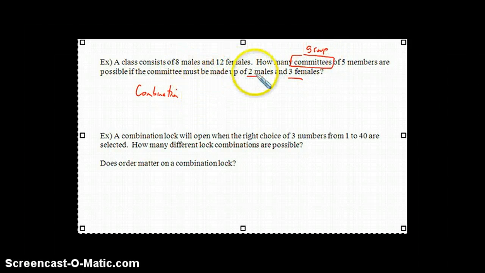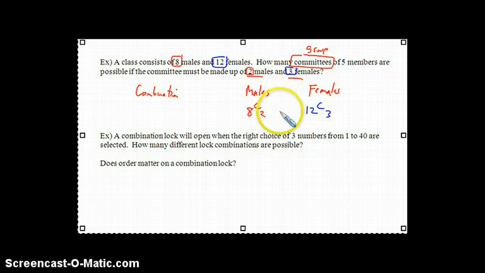Now, as you deal with this problem, let's look at males and then females and figure out the total number for each of those. So from the males, I have 8 total males and I want to choose 2. So I'm going to do 8 C 2. From the females, there are 12 females altogether and I want 3 females in my group, so that would be 12 C 3. And what I'll do with those answers is multiply them together to get the total possibilities of all the different groups that I could get.